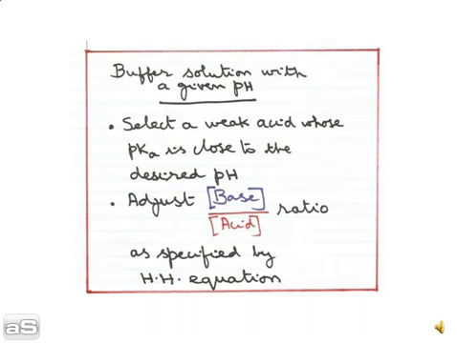Now we want to prepare a buffer solution with a known pH. So we have to select a weak acid whose pKa value is close to the desired pH, and then later we have to adjust the concentration of the base to the acid. That ratio has to be adjusted as specified by the Henderson-Hasselbalch equation.